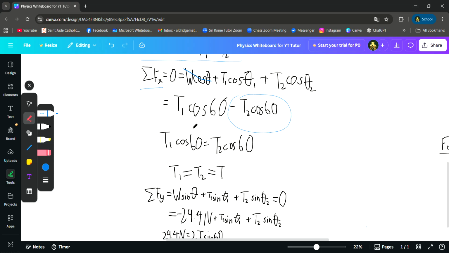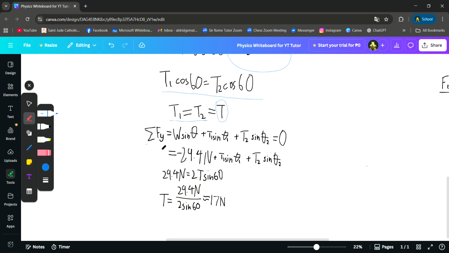So since this is negative, we can transpose this to the other side. Since it equals 0, transpose to the other side. So T1 cosine 60 equals T2 cosine 60. We can cancel cosine 60. So T1 equals T2, which we can just write as a whole as T.